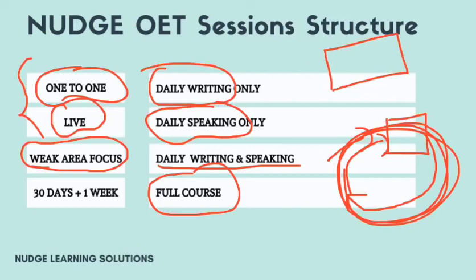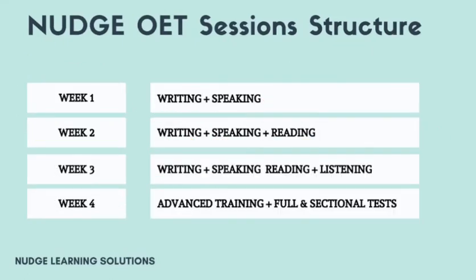Normally our program is for 30 days, and we also provide 1 week of free support before the exam. On the week just before the exam also we provide support. Our program is structured for 30 days, by which we believe that all students will be capable to write the OET and get a score of band B.